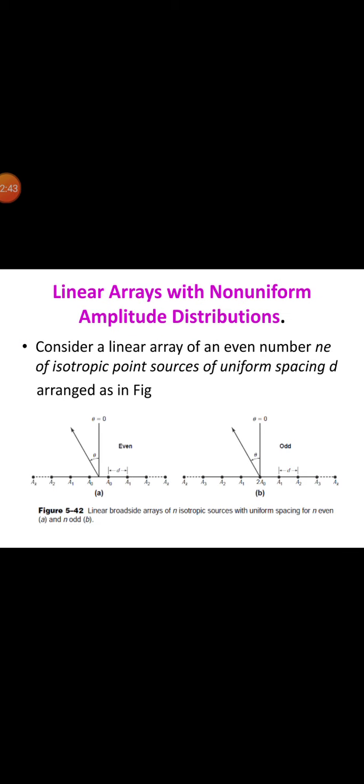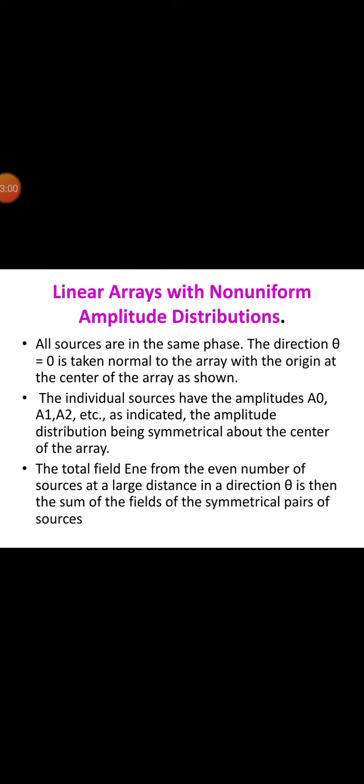Now consider a linear array of an even number NE of isotropic point sources of uniform spacing. Figure A shows an even number of sources, and figure B shows an odd number of sources. All sources are in the same phase. The direction theta equal to 0 is taken normal to the array with the origin at the center of the array as shown. The individual sources have the amplitudes A0, A1, A2 and so on as indicated, the amplitude distribution being symmetrical about the center of the array.